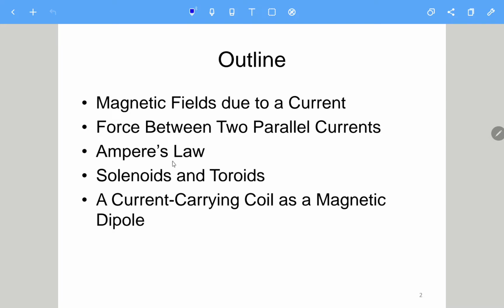And then we'll talk about Ampere's law, which is another law in the Maxwell equations. Then we will talk about the solenoid and toroid, which are two structures to generate the magnetic field. You can consider this one to be the inductor. Next we will talk about the current coil as a magnetic dipole.